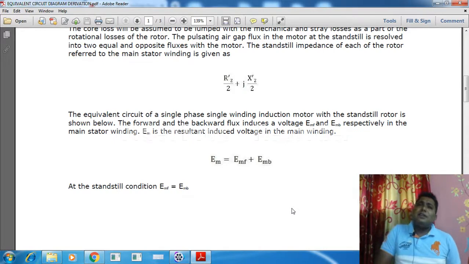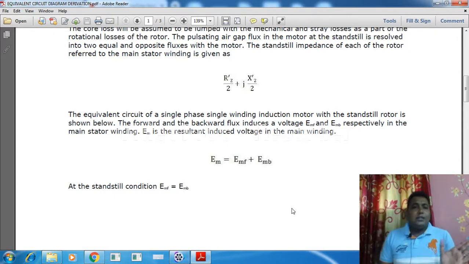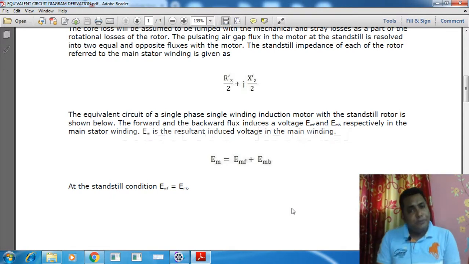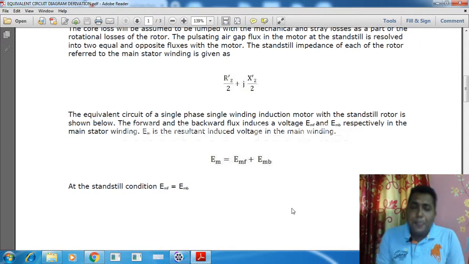So as far as the concept is concerned, due to this phenomenon there is a torque acting on the left-hand side and a torque acting on the right-hand side. Both have the same magnitude, only they are opposite in phase. So the resultant will be 0. That means there will be no net torque produced over the rotor, so the rotor is not rotating. That means the rotor is at standstill condition.